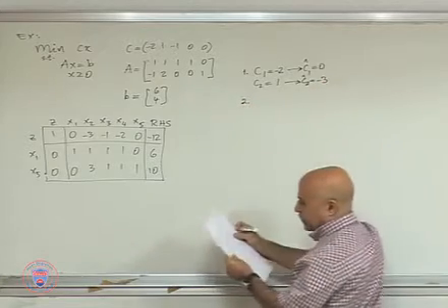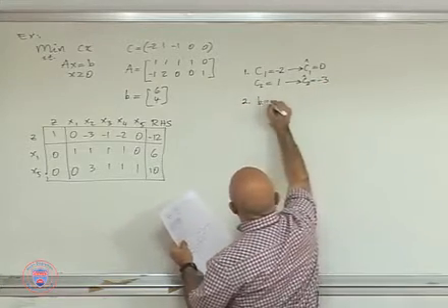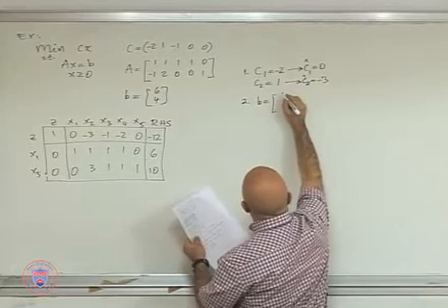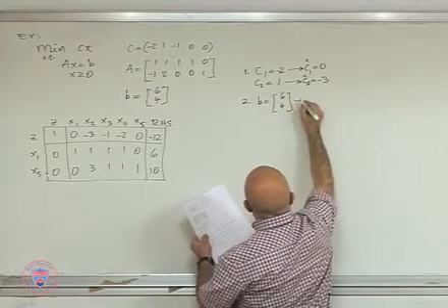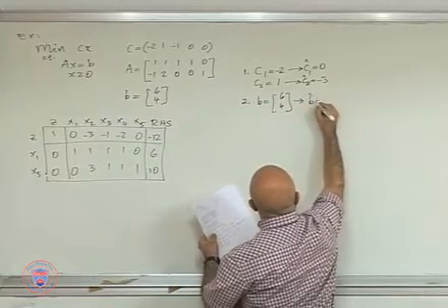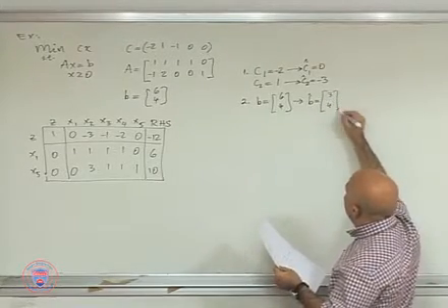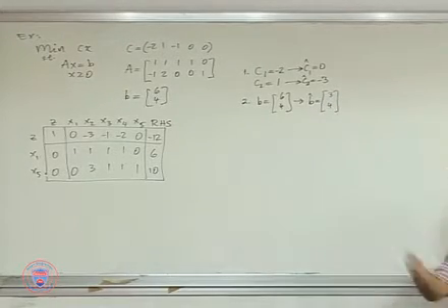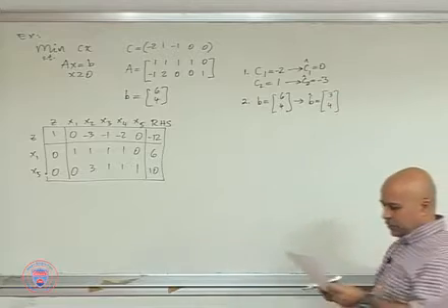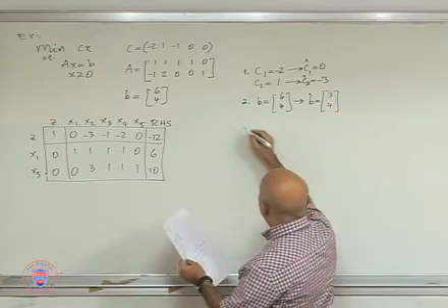Number 2. The B vector, 6, 4, is now going to be 3, 4. These are going to be independently handled changes, so we'll look at them separately.